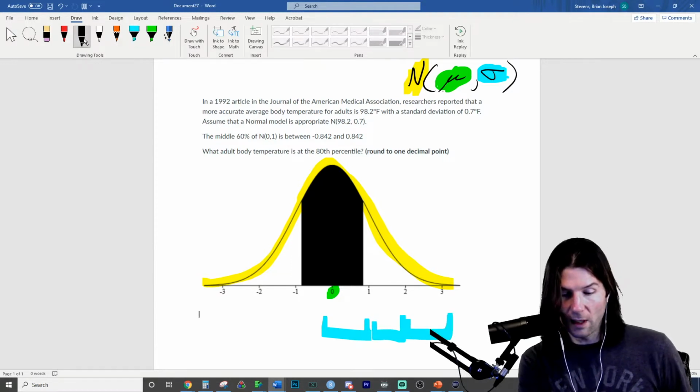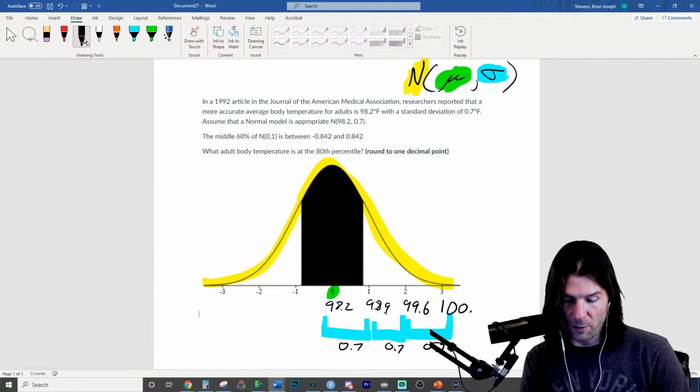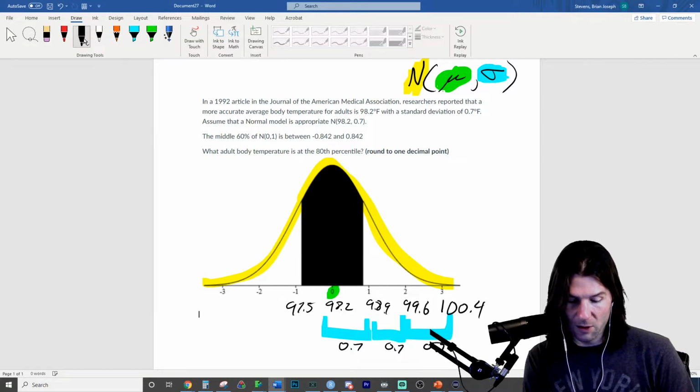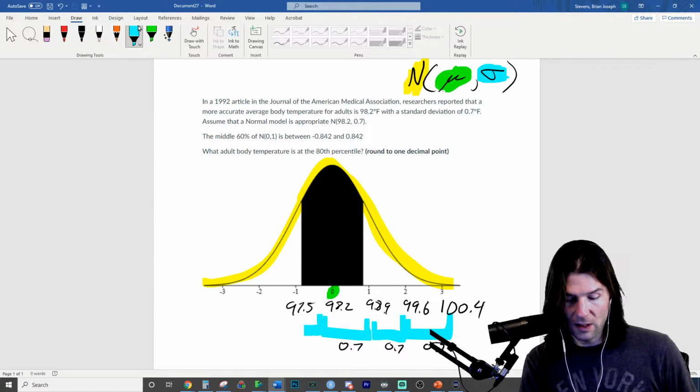So what I oftentimes do when I get a question like this is I put the mean at the center of 98.2. That's the mean. And then the standard deviation is I'm going to go up 0.7 each time. Like each unit difference I go up is 0.7 because that's the standard deviation. So this is 98.9, 99.6, 100.4. And this would be 97.5. I'm just subtracting 0.7 each time. Now I'm just going down 0.7 each time.